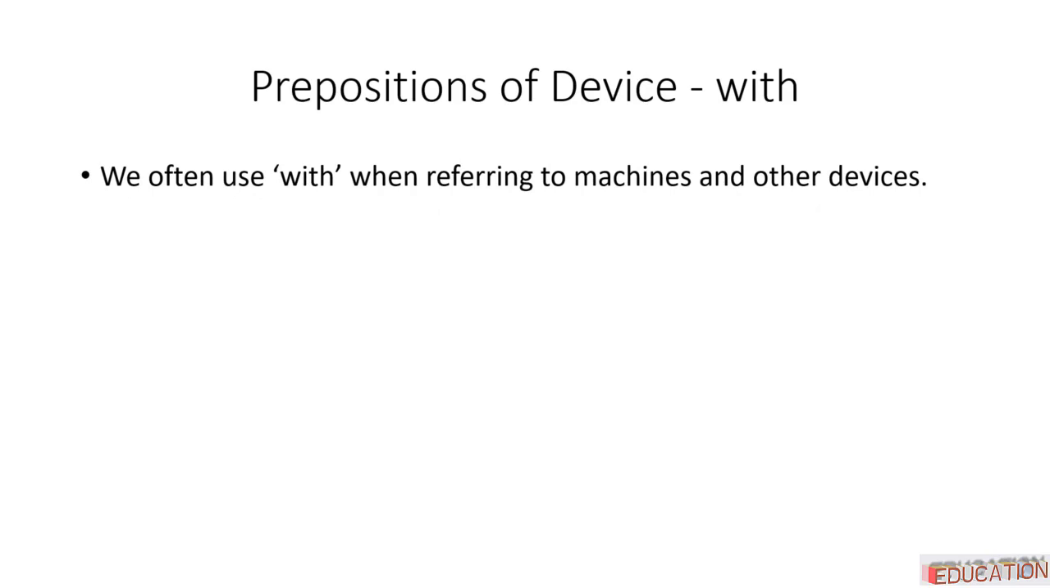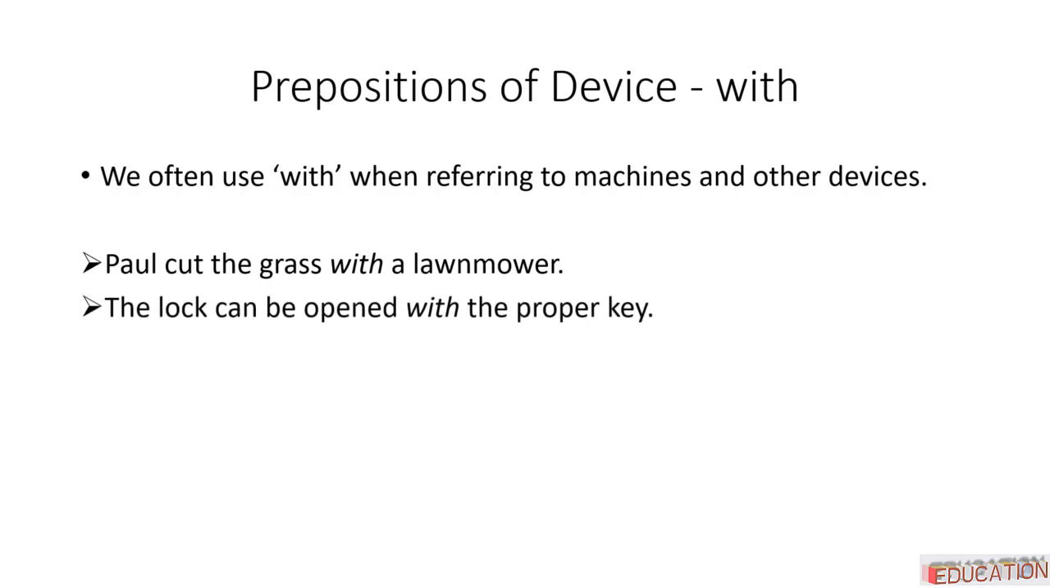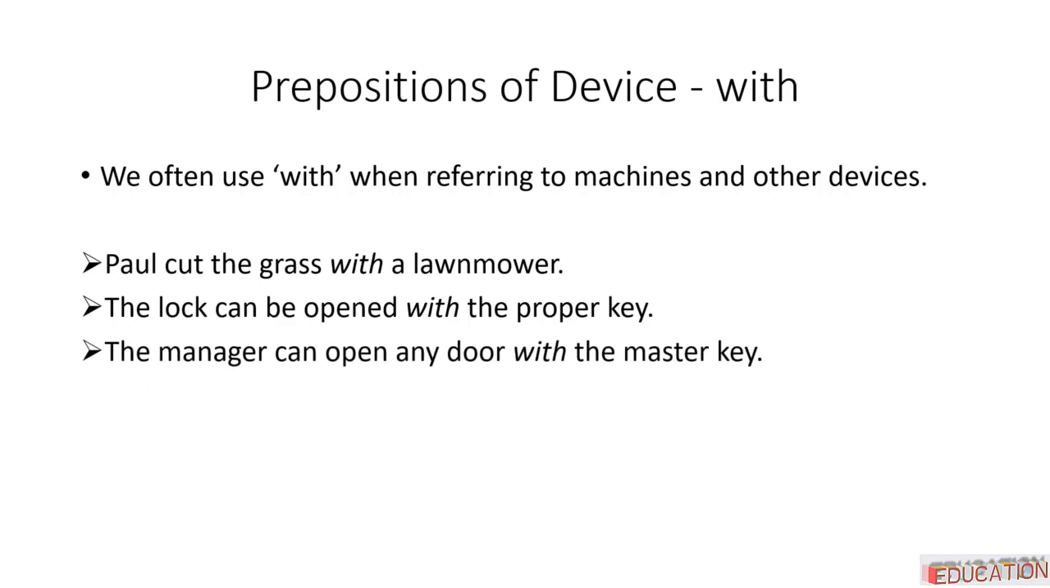We often use with when referring to machines and other devices. Paul cut the grass with a lawnmower. The lock can be opened with the proper key. The manager can open any door with the master key. It's easy to whip cream with a whisk.